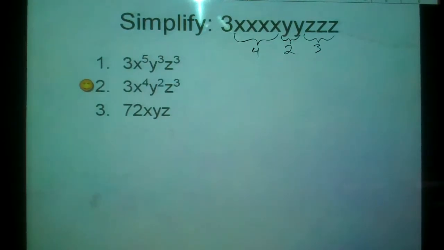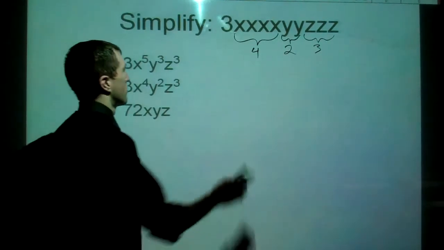Because no matter what those variables are, we know that it'll be raised to the 4th. I could put a 2 in there, I could put a 3 in there. You know, it wouldn't matter. So that's what we're looking for with one of those.